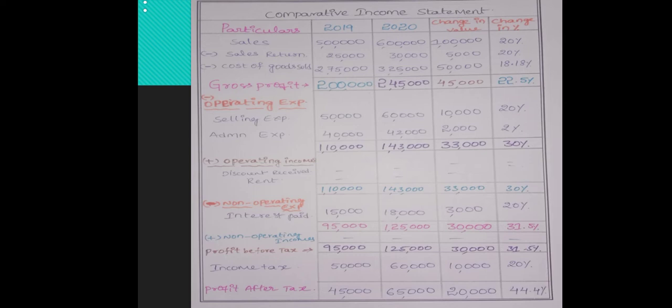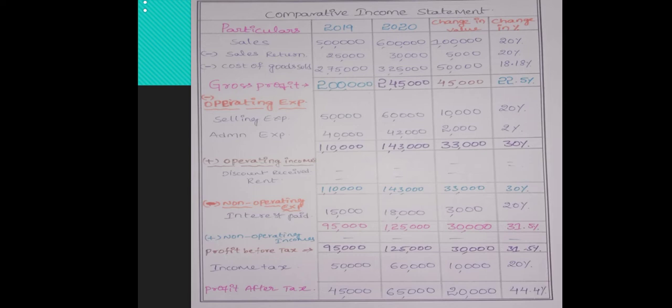Then if any taxes are mentioned in the problem, regarding income tax or any tax, then we need to deduct it from the profit. So after that we get the profit after tax. So like that we are calculating the comparative income statements.